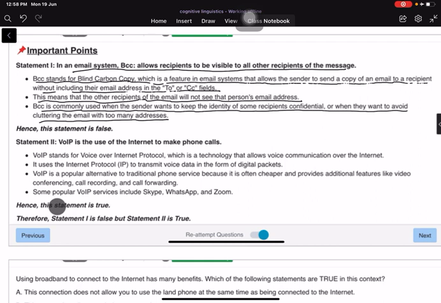So BCC is actually to hide, right? Will not see. So BCC hides email.